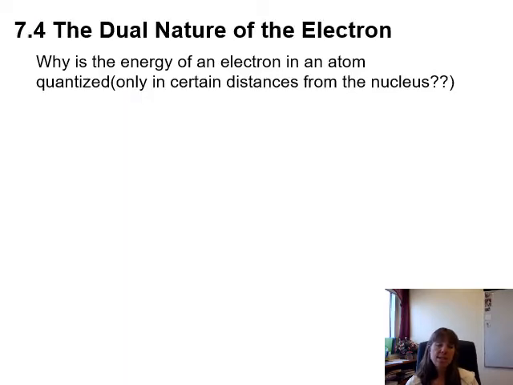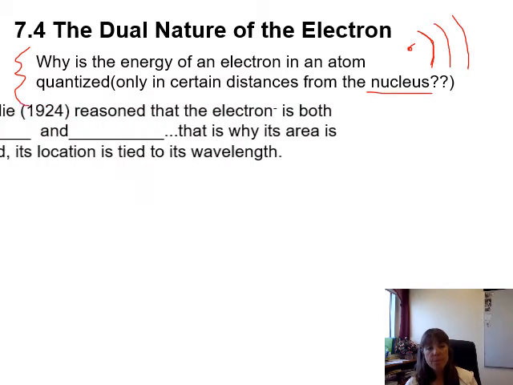So let's look at this next section here, the dual nature of the electron. Why is the energy of an electron in an atom quantized? Now, this was kind of weird because Bohr said, well, it can only be in certain spots. It can't be in between. So here's the nucleus. If you look at my drawing up here in the upper right-hand corner, it could only be in certain orbits, and that means quantized, only in certain distances from the nucleus.